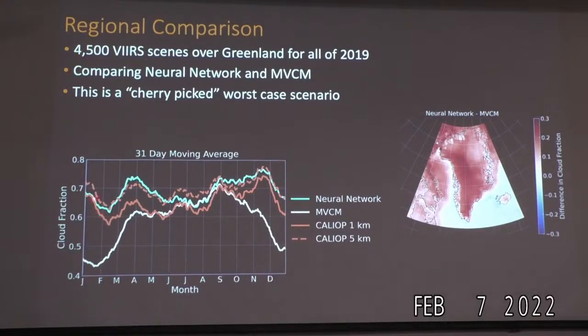We see that the neural network most closely aligns with CALIOP. The NVCM looks to be mostly a function of solar zenith angle. The reason this occurs is that the NVCM has a higher true positive rate over daytime land compared to nighttime land in the high latitudes. As such, that resulted in the NVCM mischaracterizing the seasonal cycle. So the neural network is not perfect, but it's a little bit closer to the truth.